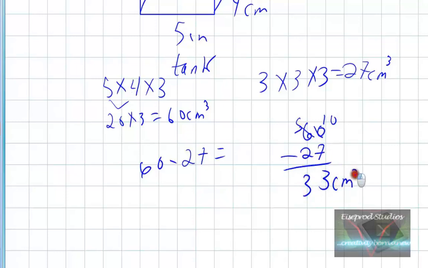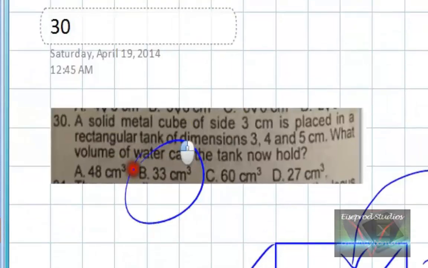33 centimeters cubed. These are all in centimeters cubed. So that's how much space we have left for water. That's your answer.